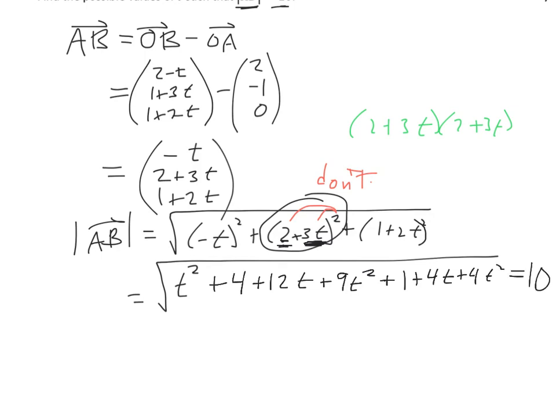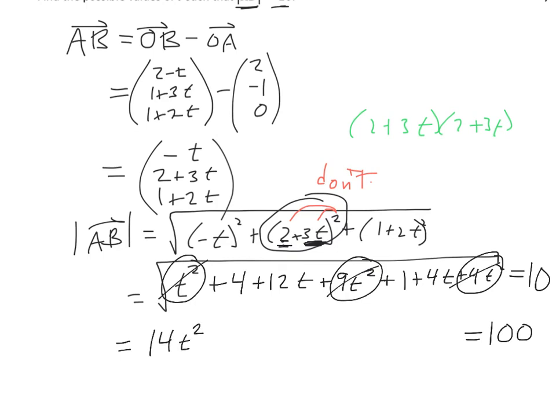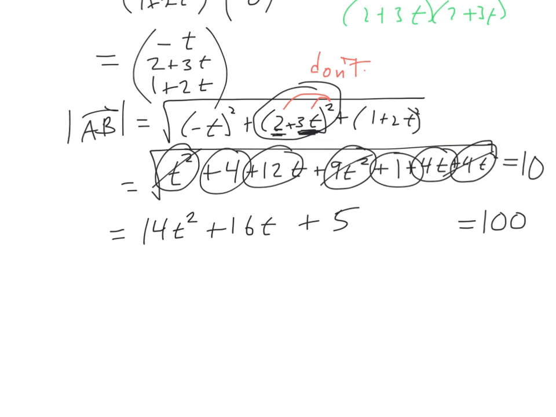This magnitude is supposed to be equal to 10. Now, I'll admit, this thing on the left is sort of scary looking. So let's do two things at the same time. One, I don't like the square root, so let's square both sides, right? This would be a 100. And at the same time, let's pull together the like terms. T squared, 9t squared, and 4t squared, that's 14t squared. Got those. Next, let's get the t terms. I've got 12t and 4t. That's 16t. And finally, let's get the constant terms, 4 and 1. That's plus 5. Okay? So now I've just got a quadratic that's equal to 100.